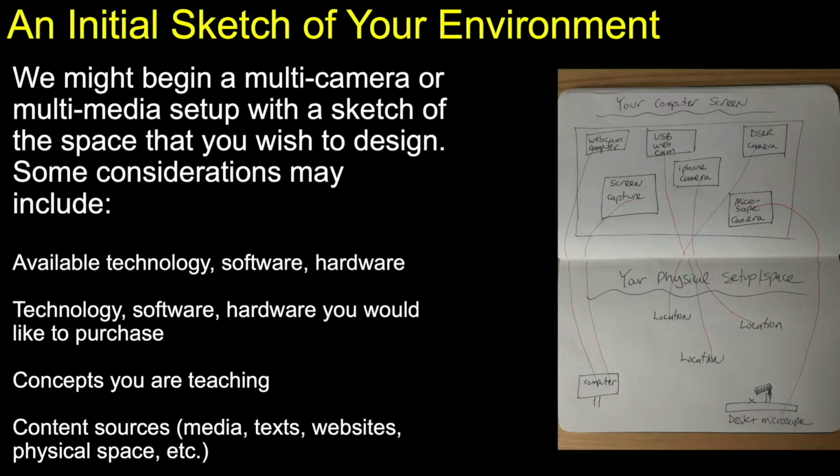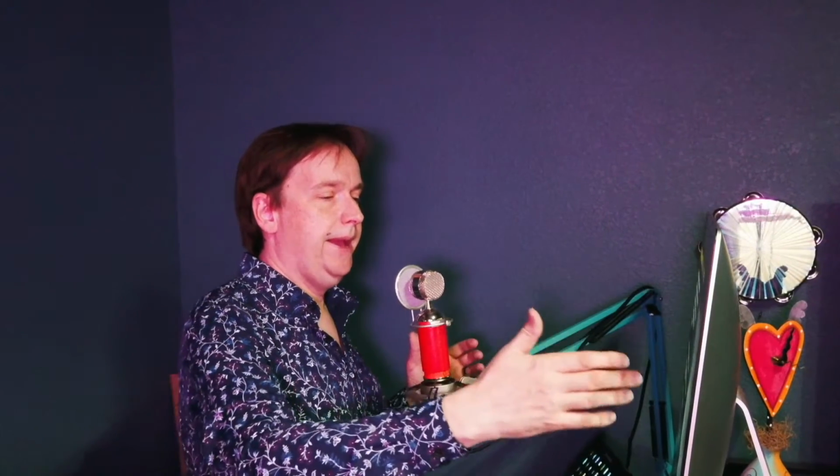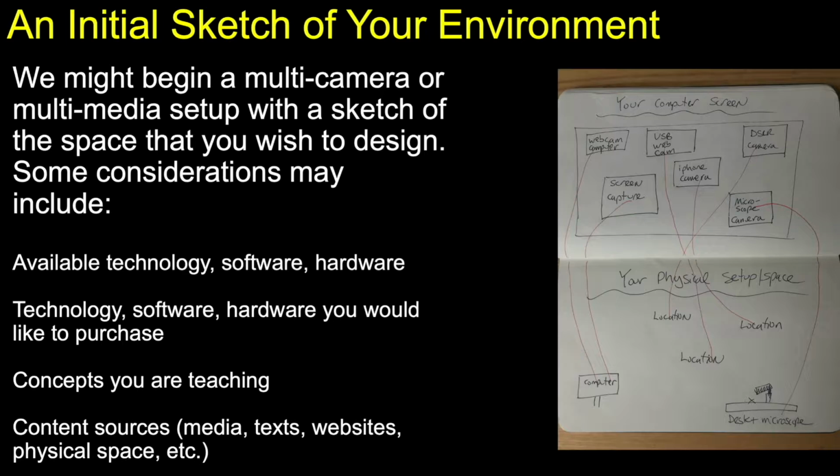And so as you're sketching things out, once you diagram your physical space like I've done on the right, fill in the technology, software, hardware that you have. And then second on the list is technology, software, hardware you'd like to purchase. You could also add in here, I haven't done this, concepts you're teaching.